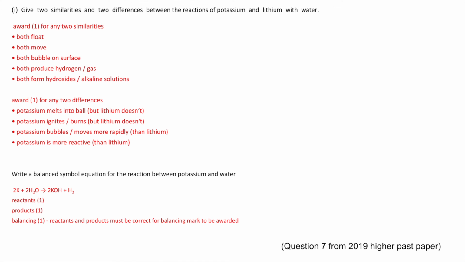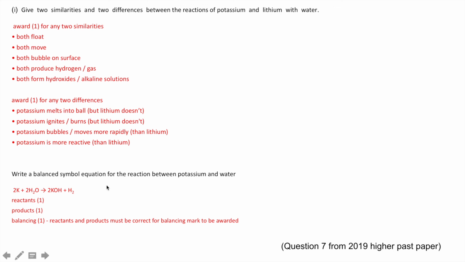Obviously, one key difference is that potassium would melt into a ball, lithium won't. Potassium would ignite and burn, but lithium wouldn't. Potassium bubbles and moves more rapidly. Potassium is more reactive. And you should know that obviously going down group 1, the elements become more reactive. And so from that, you should be able to understand that potassium will be far more vigorous, more aggressive when reacting with water than lithium.